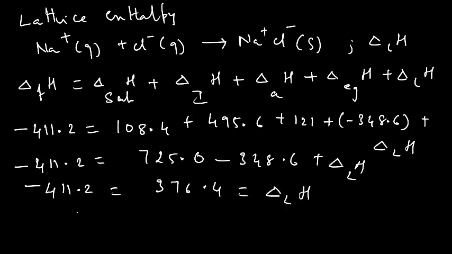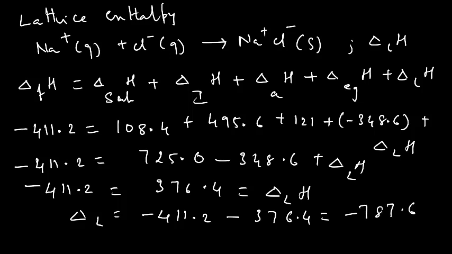So bring this to this side. Lattice enthalpy is equal to minus 411.2 minus 376.4. Therefore, this is nothing but minus 787.6 kilojoule. Therefore, this much amount of energy is released when gaseous ions come closer to form a solid ionic substance. Therefore, this is lattice enthalpy. Lattice enthalpy of sodium chloride is minus 787.6 kilojoule per mole.